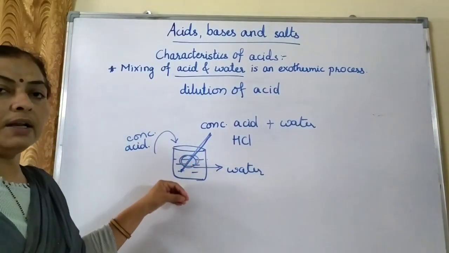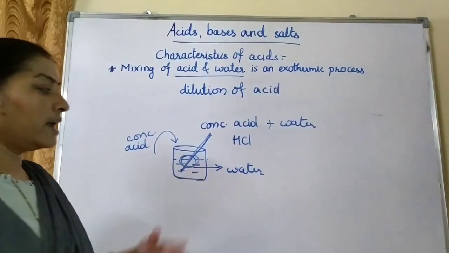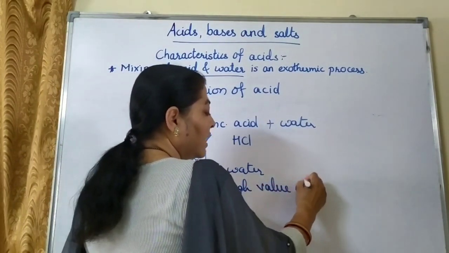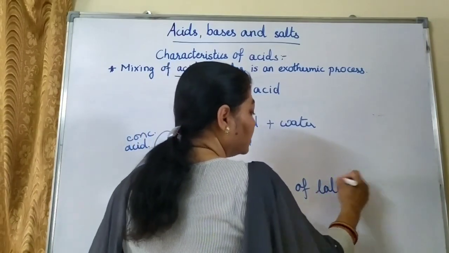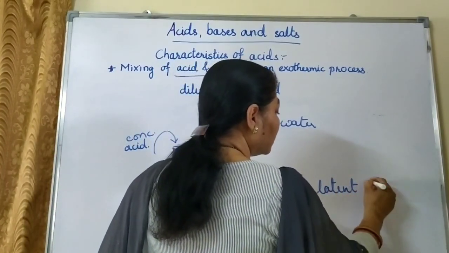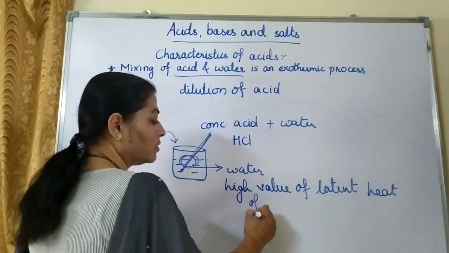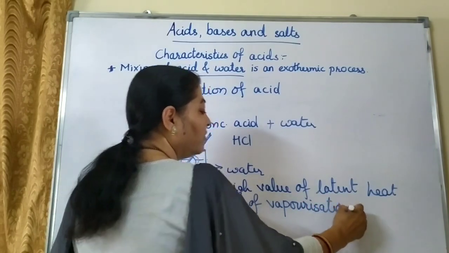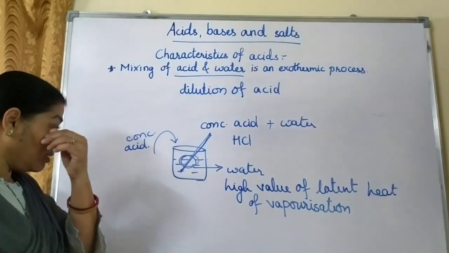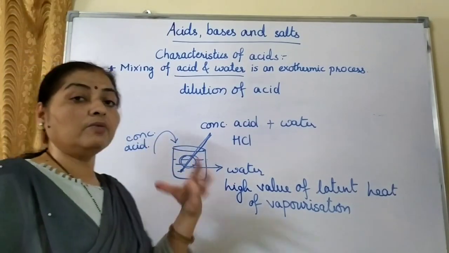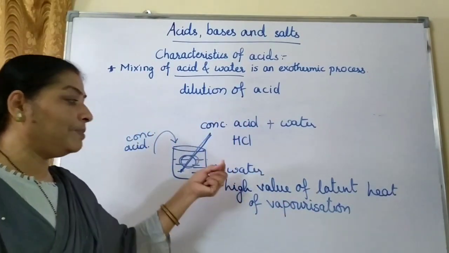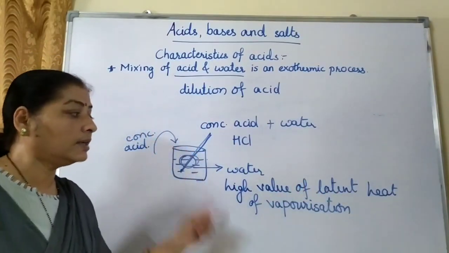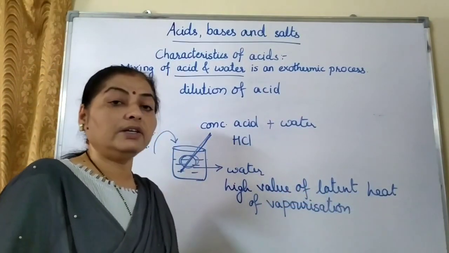Now why should it be done in this way? Because water, as we know, has a very high value of latent heat of vaporization. This we have seen in class 9, that water has a very high value of latent heat of vaporization. So when we are mixing concentrated acid in water and whatever heat is released, that heat will be absorbed by the water which is present in large quantity in the container. Why will it absorb the heat? Because it is having a high value of latent heat of vaporization.